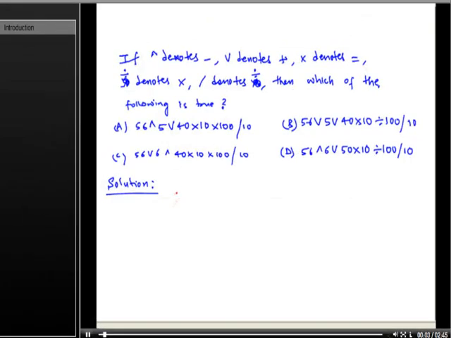The given question says that if the inverted V symbol denotes minus, V denotes plus, into denotes is equal to, and slash denotes divide by, then which of the following is true? We need to find out the correct statement among the 4 given choices. Let us check with choice A.